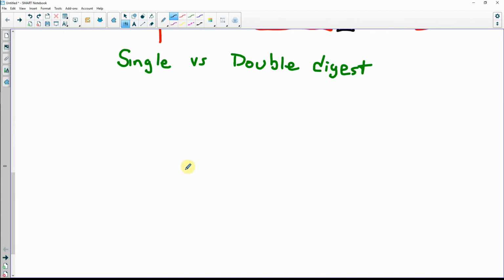Another piece of the puzzle is what we call a single versus a double digest. And now all that really means is a single means you are hitting a piece of DNA with one restriction enzyme. And a double digest or a triple digest would be more than one restriction enzyme. So you're hitting the same piece of DNA with two or more restriction enzymes. Now, why is that important?